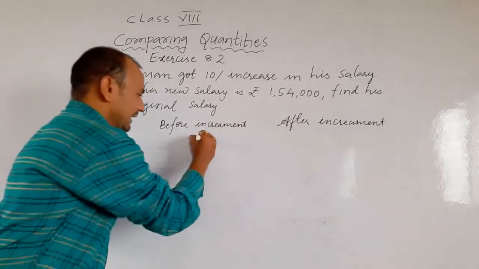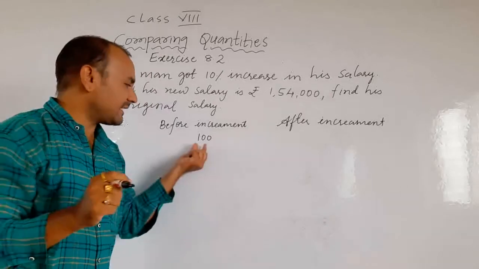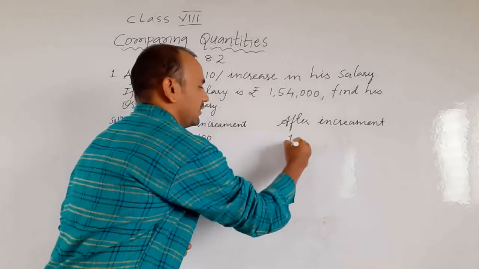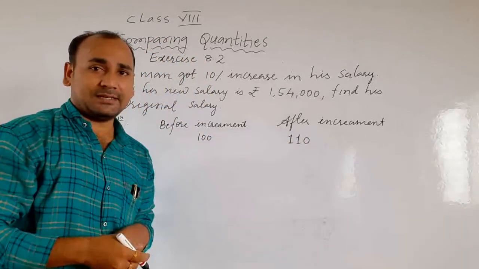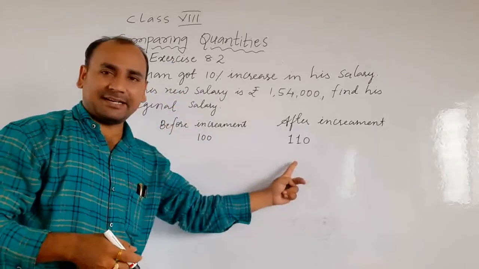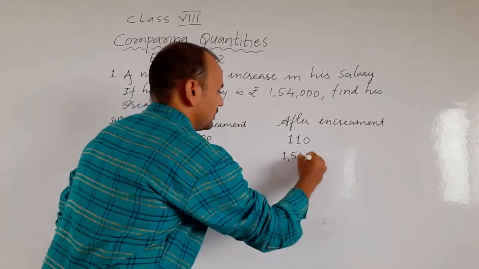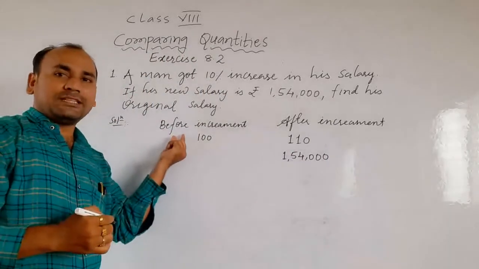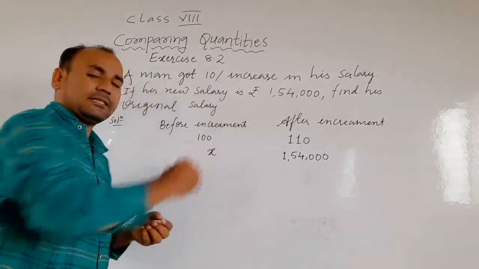Suppose before increment his salary is rupees 100. After increment he will get rupees 110. Now the new salary means it is after increment. After increment it becomes 1,54,000 rupees, so what is his original salary? Before means the original salary, which we don't know. Let me take this as x.